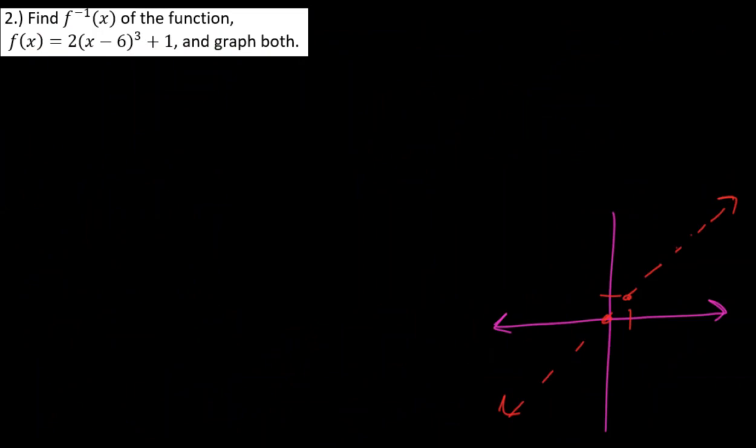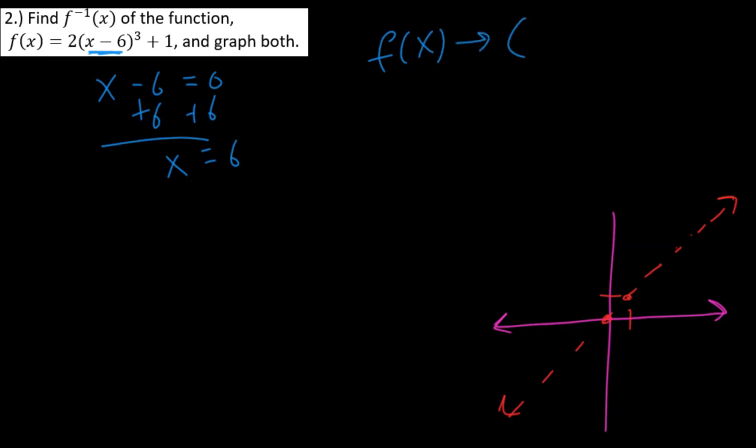Okay, let's go ahead and graph f of x equals 2 parentheses x minus 6 cubed plus 1. Now once again, to graph anything in vertex form is super simple. We know that we'll always take our grouping and set it equal to 0. Here we add 6 to both sides, and x is equal to positive 6. So let's write f of x over here, draw a little arrow, and notice that my vertex is at 6 comma positive 1.